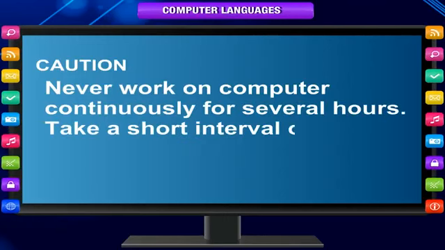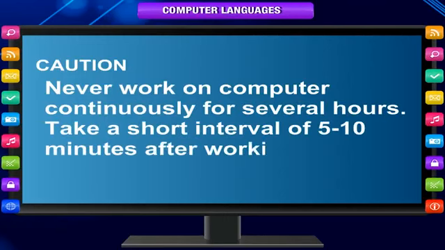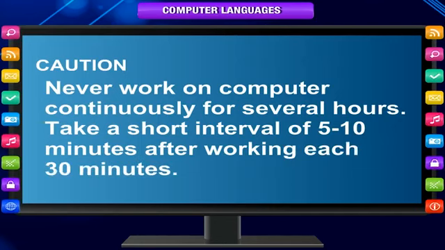Caution: never work on computer continuously for several hours. Take a short interval of 5 to 10 minutes after working each 30 minutes.